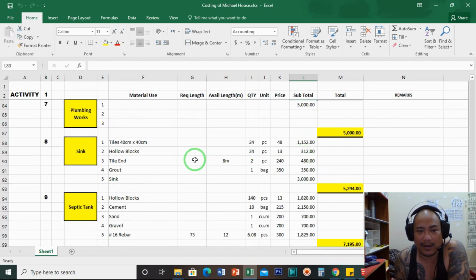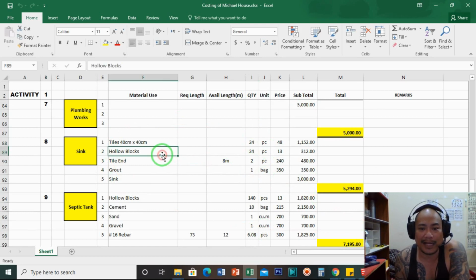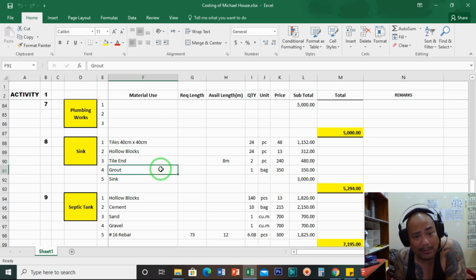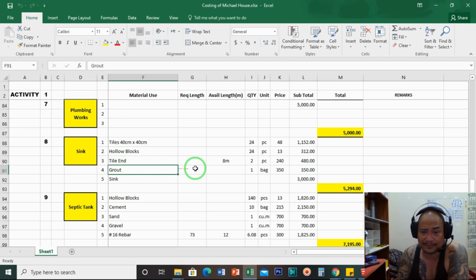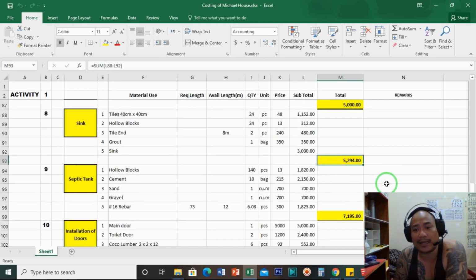For the sink, we need tiles 40 by 40 centimeter, 24 pieces. This is according to the drawing. Hollow blocks, I need 24 pieces. Tile ends, at least 2 pieces, and grout, at least 1 bag. 1 bag is more than enough. And the sink itself, we are using the single type stainless sink, around 3,000. So my expenses for this one is around 5,294.